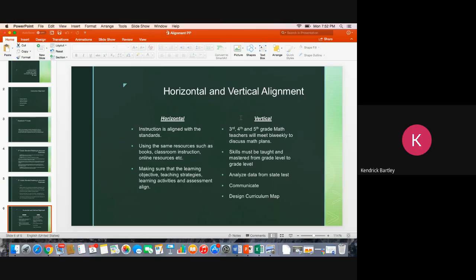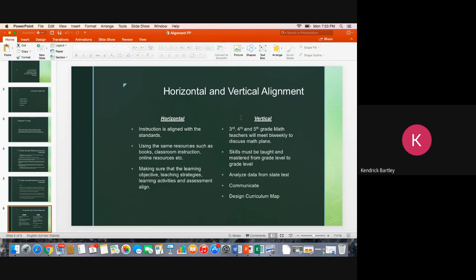Skills must be taught and mastered from grade level to grade level. So I would not want my third grade students leaving third grade going to fourth grade and still not knowing their times tables. And in many cases, this is what happens, which is also a reason why they struggle with area. So my third, fourth, and fifth grade teachers, as I said, would meet bi-weekly, and they would go over how they're teaching the instruction so all the teachers could kind of do the same thing.